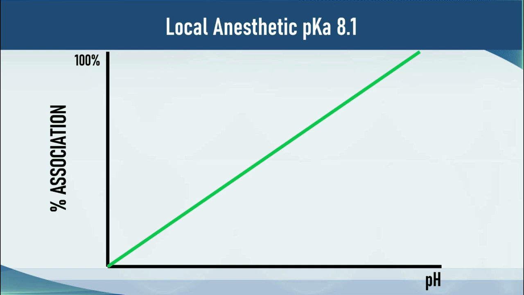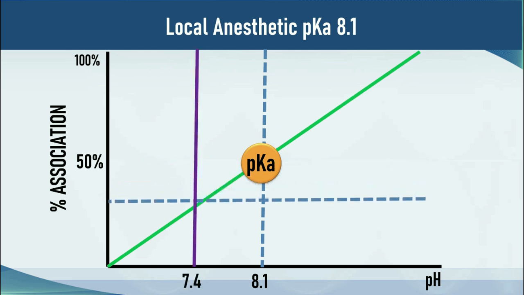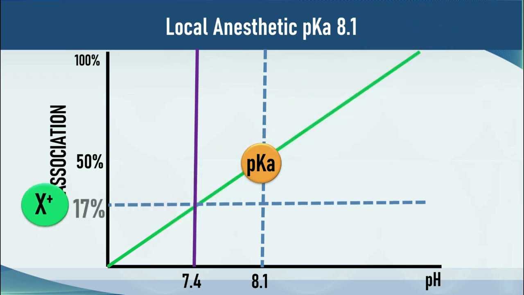This particle, a local anesthetic with a pKa of 8.1, remember, pKa is 50% associated and 50% ionized. And when it's inserted into blood with a pH of 7.4, it becomes more ionized, going from 50% ionization at pKa to 83% ionization at 7.4.